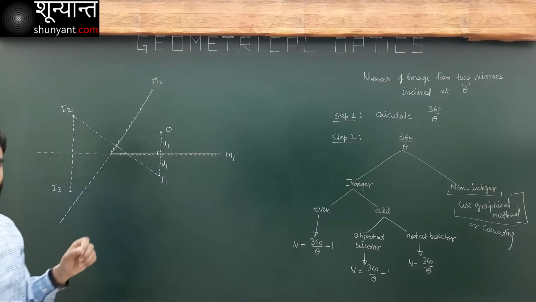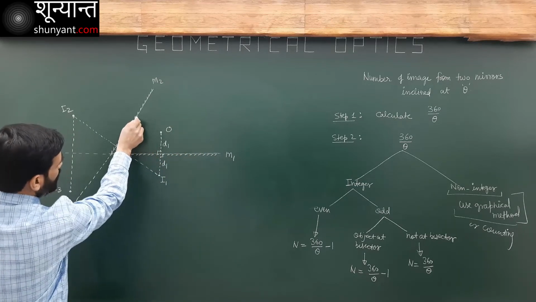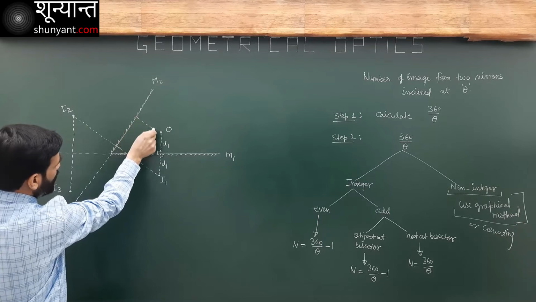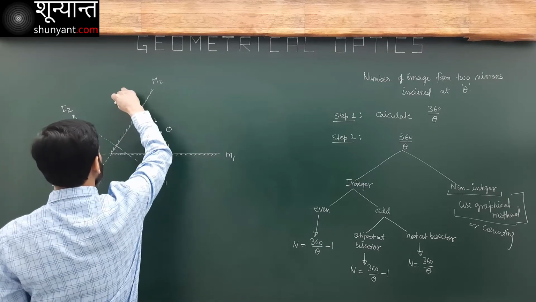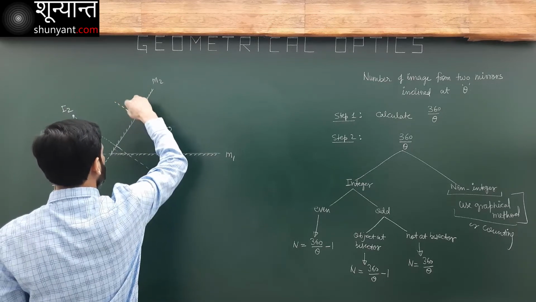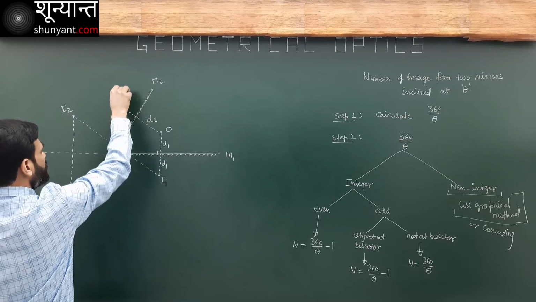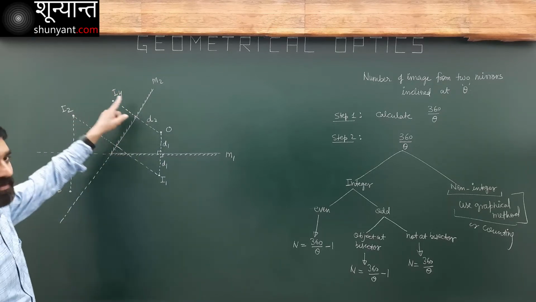Now I will start from M2. Because the light ray will hit M2 also directly, I will get one direct image. This is one direct image from M2. This will become my I4, the direct image from M2.